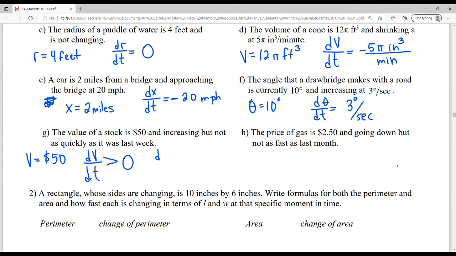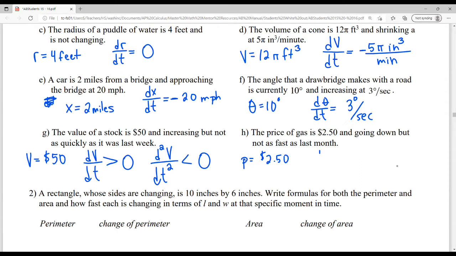This brings in the second derivative, which I'm not sure you'll understand at this moment, but that's okay. It's still increasing, but not as quickly. And since it's kind of slowing down, the rate that it's increasing is slowing down, the second derivative would be less than 0. All right, part H, the price of gas is $2.50. So we're just going to let the price of gas be equal to $2.50. And that price is going down.